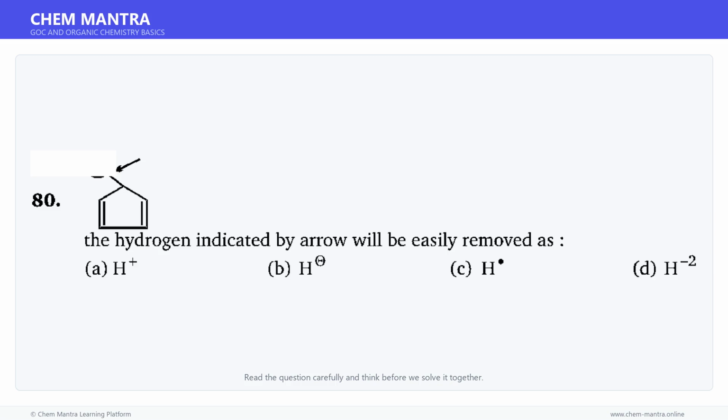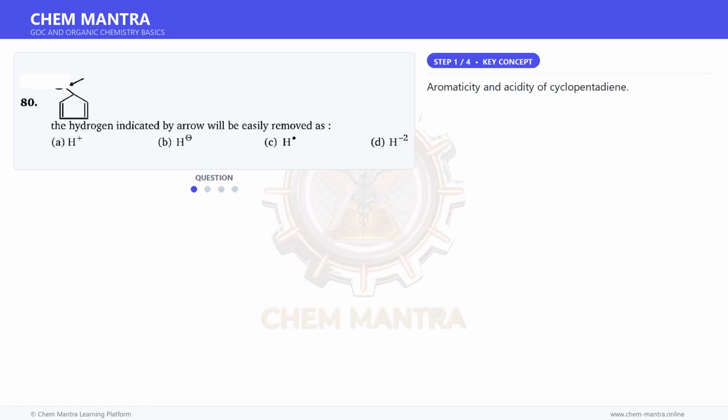Here is a question on general organic chemistry. Read the question carefully and think about the answer. Let us solve it step by step. Let us first understand the key concept here: aromaticity and acidity of cyclopentadiene.